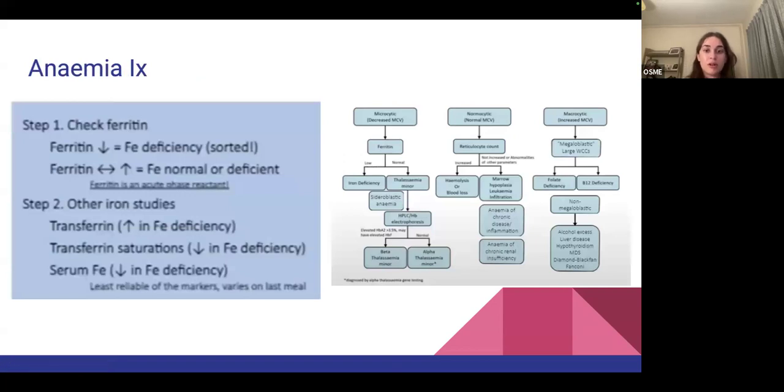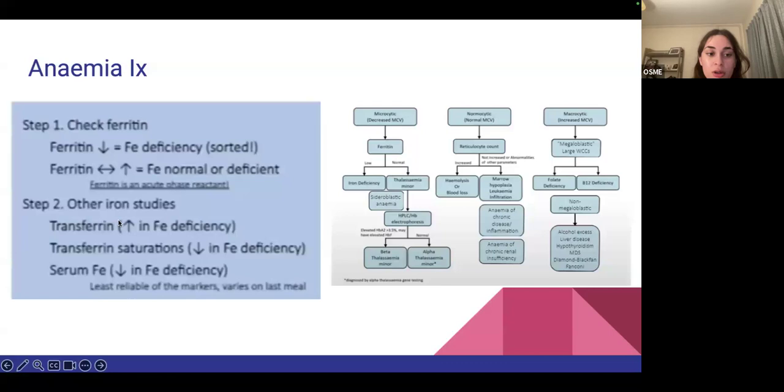So these are just some summary slides for anemia. So the first thing you should do if it's an isolated anemia is check the ferritin, and then you look at the other iron studies. So transferrin is a slightly confusing one.